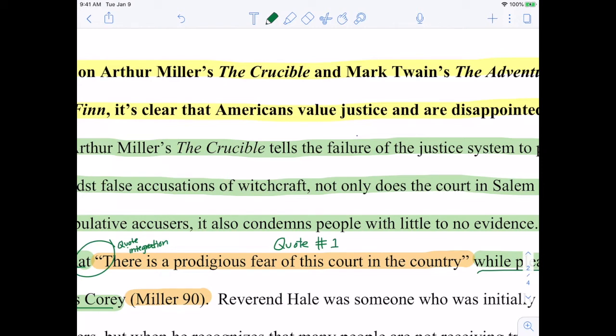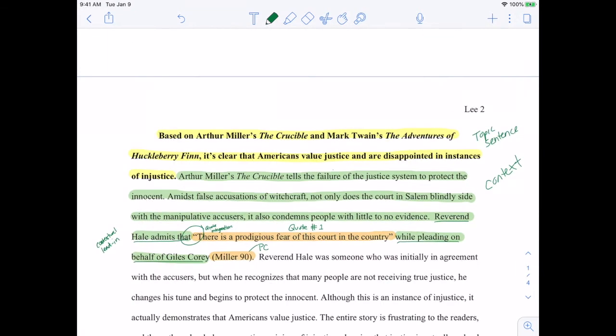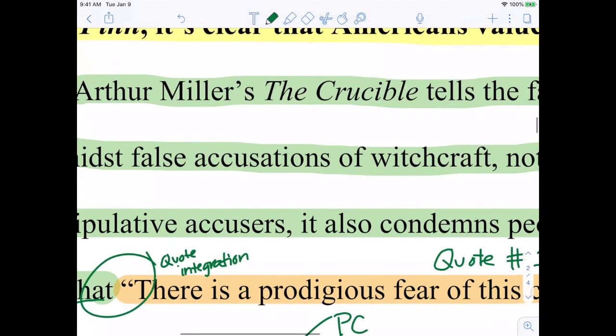And here I have what I call the parenthetical citation, or PC. Notice that my quote integration and my contextual lead-in really just blend into one sentence. So you've got Reverend Hale admits that there is a prodigious fear of this court in the country while pleading on behalf of Giles Corey. So my form of quote integration here is really just part of my sentence.